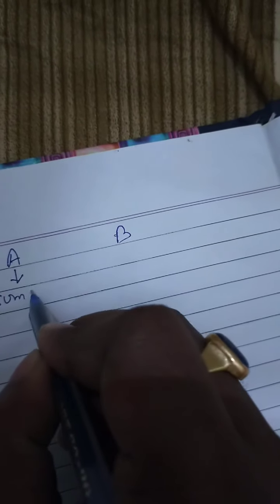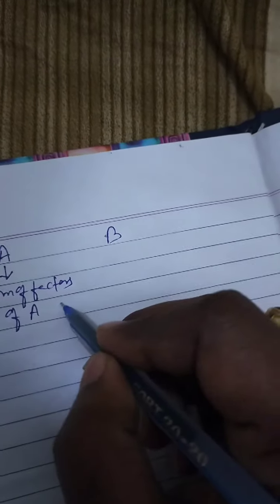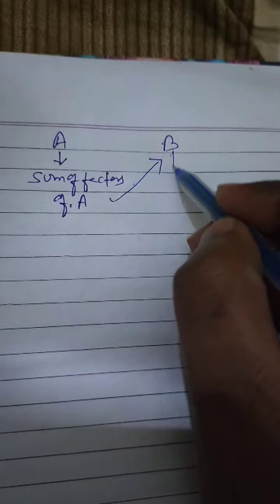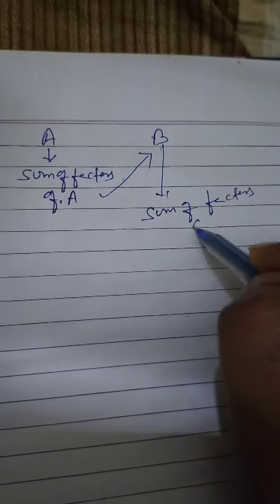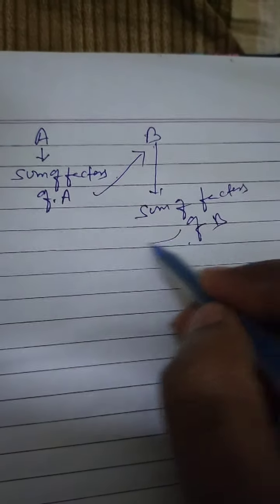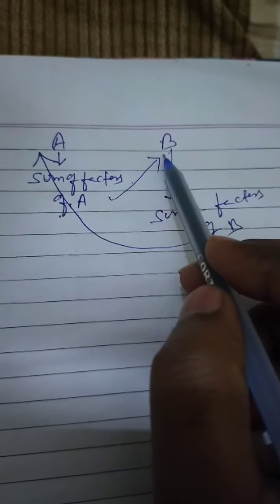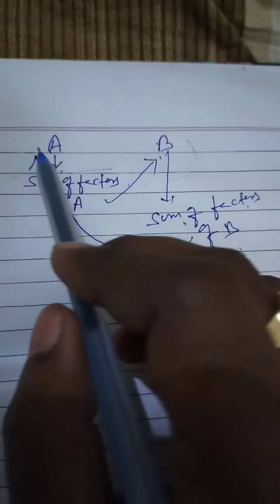So amicable number is if the sum of factors of A is equal to B, and the sum of factors of B is equal to A. If this condition is fulfilled, such number pairs are called amicable numbers.